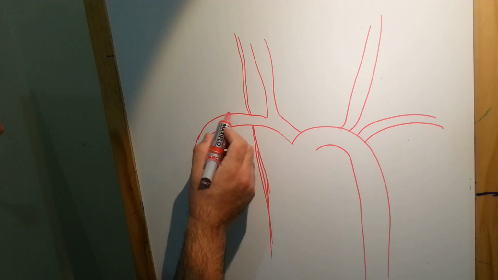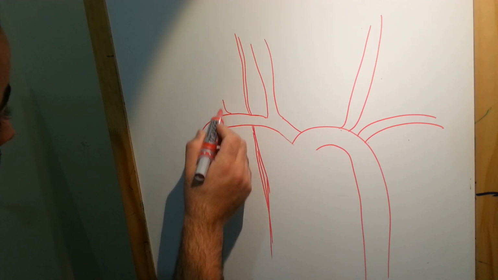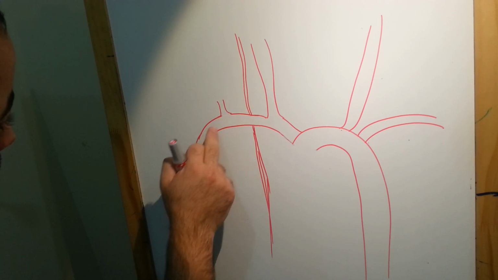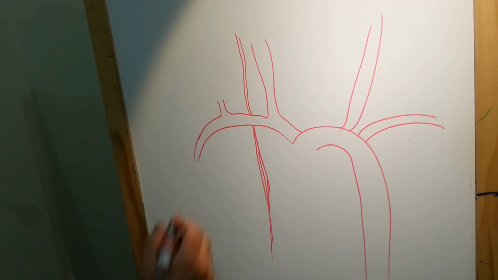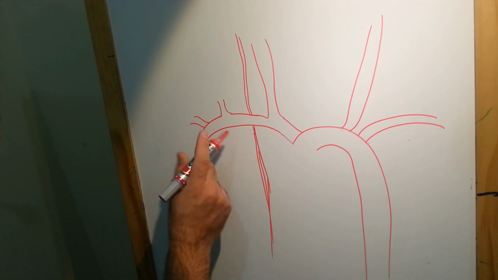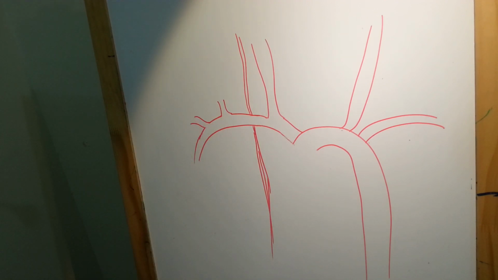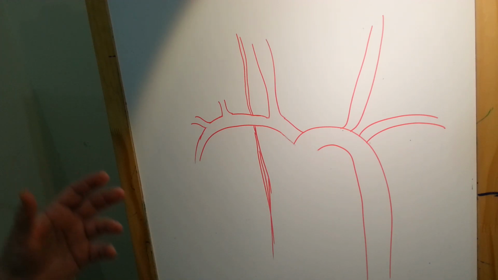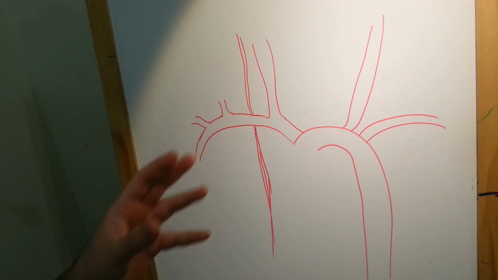Now we have the thyrocervical trunk. So it is a trunk, it has many branches, and another trunk called the costocervical trunk. I will start with the costocervical trunk. It has two branches. From its name, costal cervical, we have something related to the costal, which means the ribs, and something related to the neck, cervical.